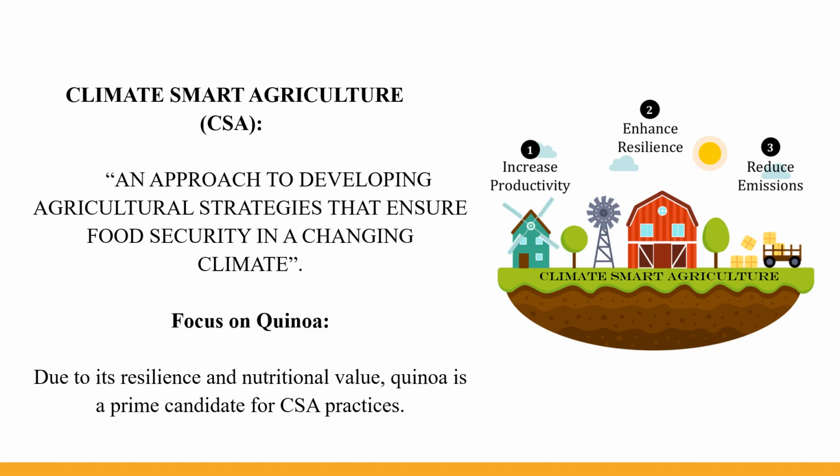And the second part of my presentation is focusing on quinoa. I have selected quinoa crop because it is a highly resilient crop in different climatic conditions, such as from cold regions to drought-bearing regions, etc. The second reason is that it has high nutritional value, and the third is that it can bear different types of stresses as well. So I have selected quinoa as a prime candidate for CSA practice.